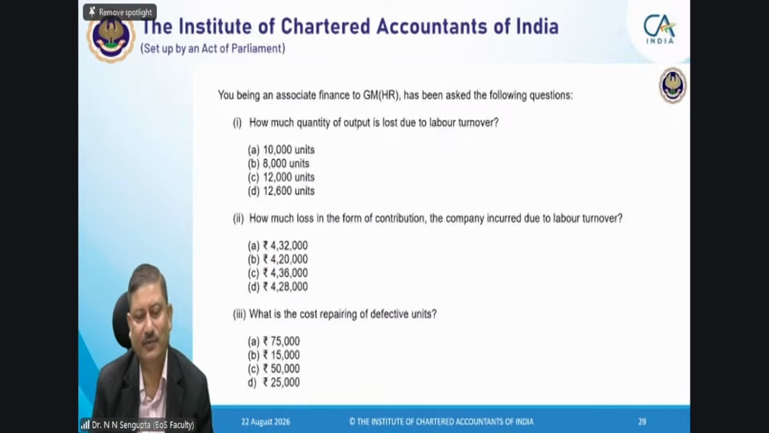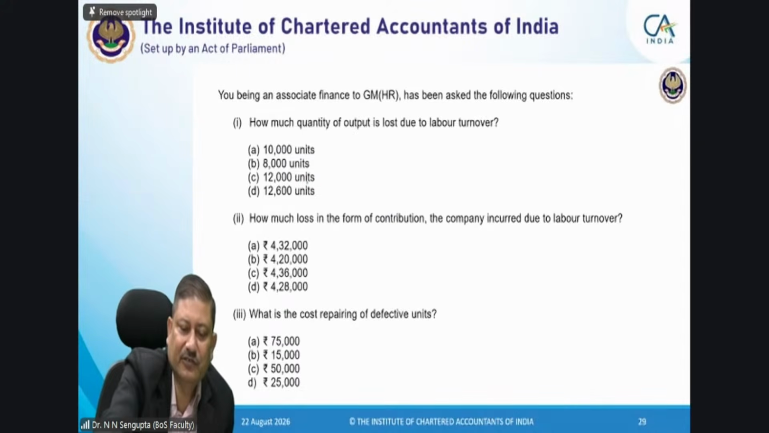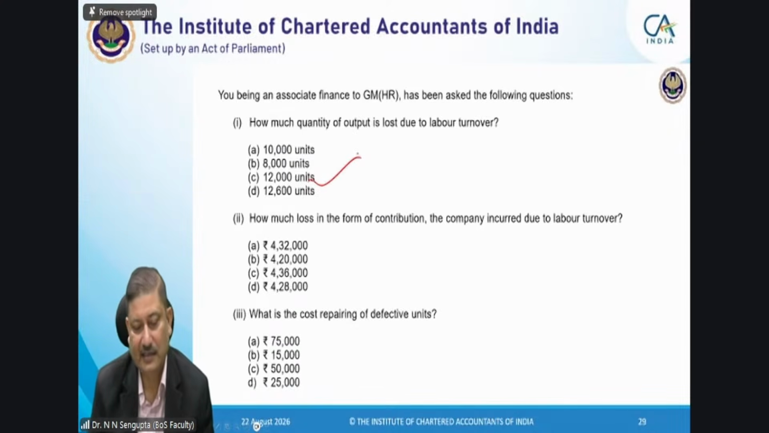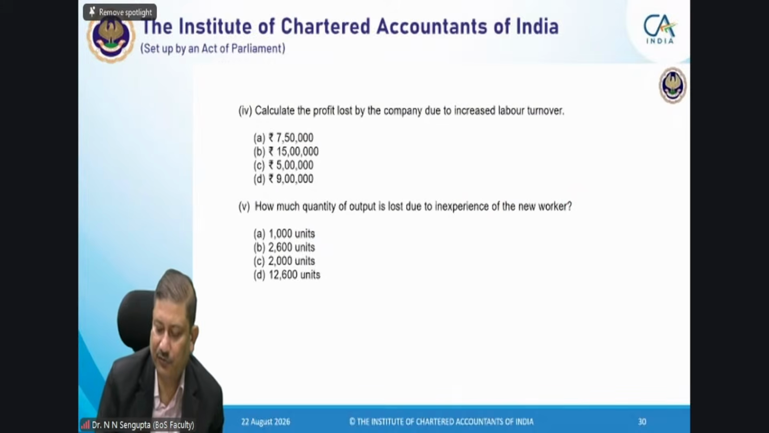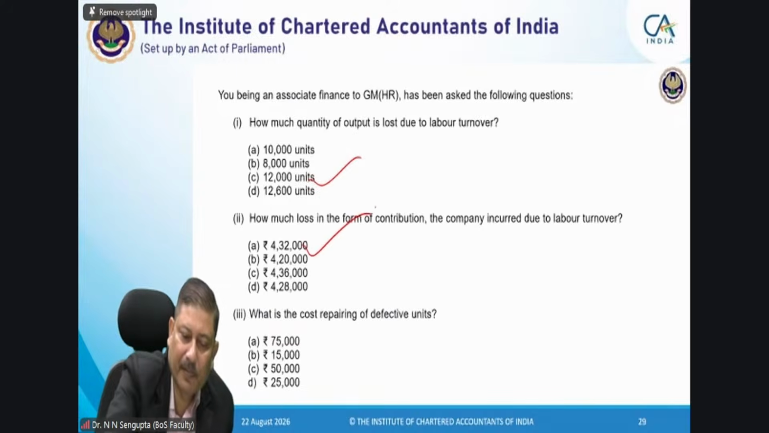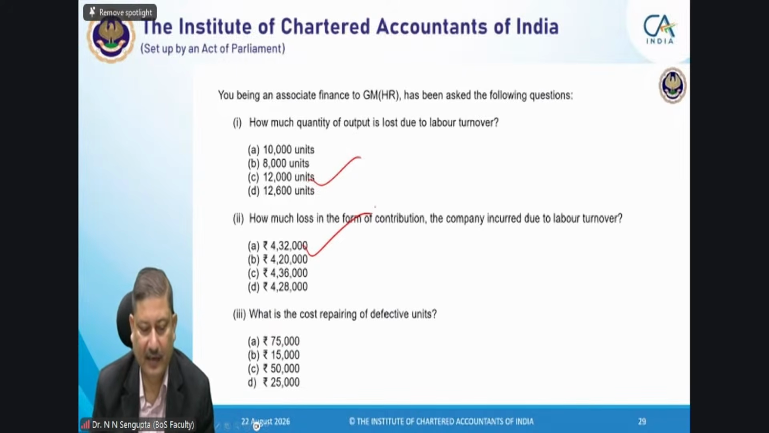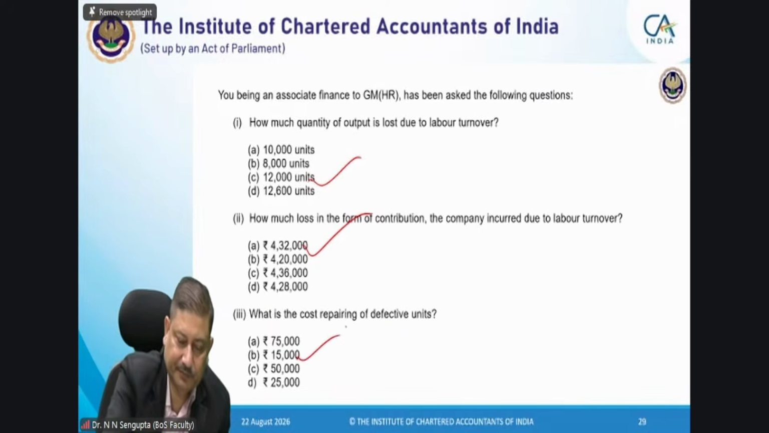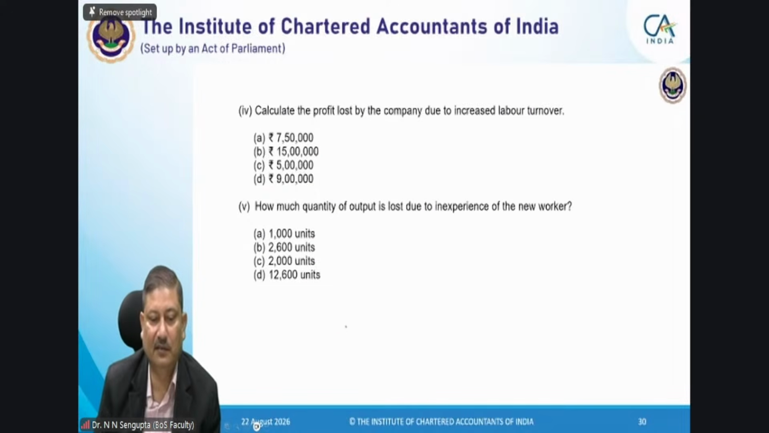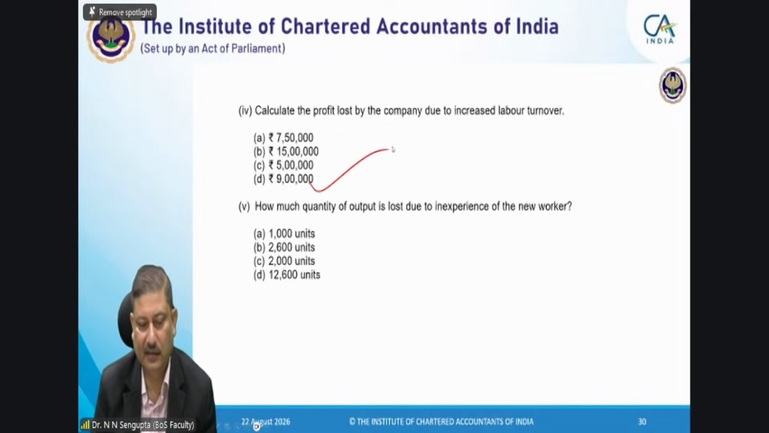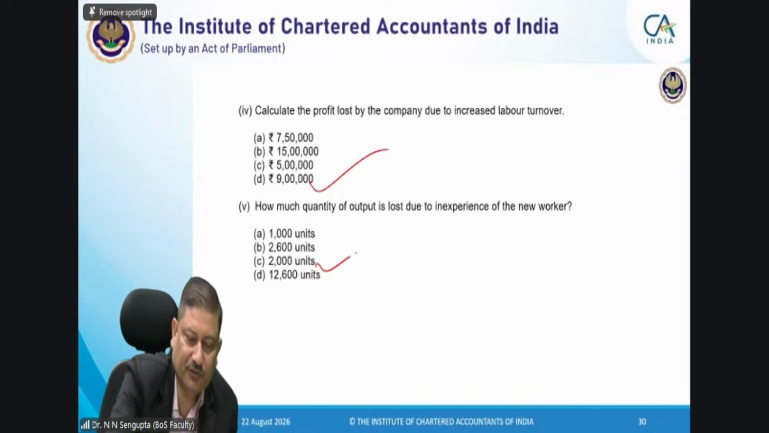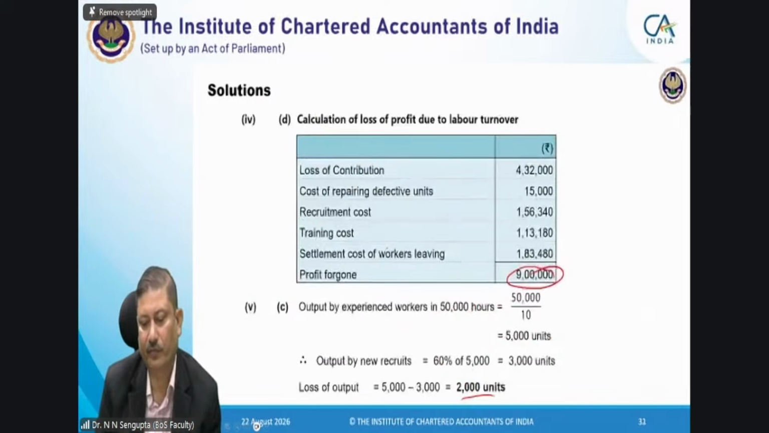So the answers we have got now: first one is 12,000 units. Second one, 4,32,000. Third one is, I think, 15,000. Fourth one, I think 9 lakhs, the profit foregone. And the last one, how much quantity of output? I think it's 2,000. Yeah.